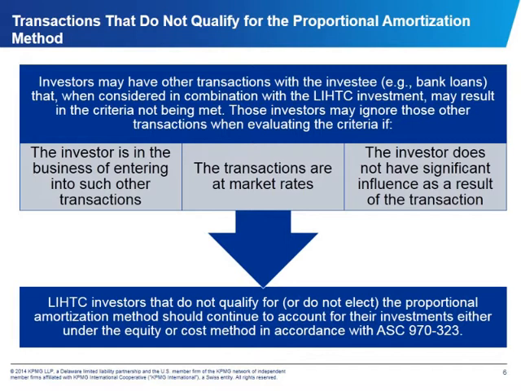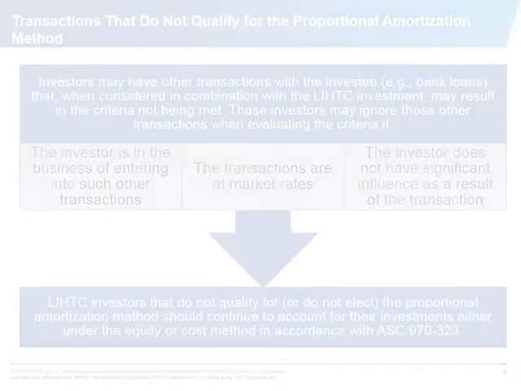For instance, if a bank that invests in a low-income housing project and subsequently provides a loan to the investment, and the bank typically enters into those types of loan agreements, and the terms of the loan are at market rates, and there are no provisions in the loan that give the bank significant influence, the bank can ignore the loan for purposes of evaluating the criteria on the previous slide to apply the proportional amortization method.